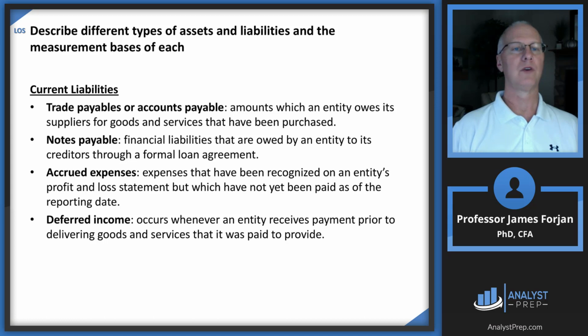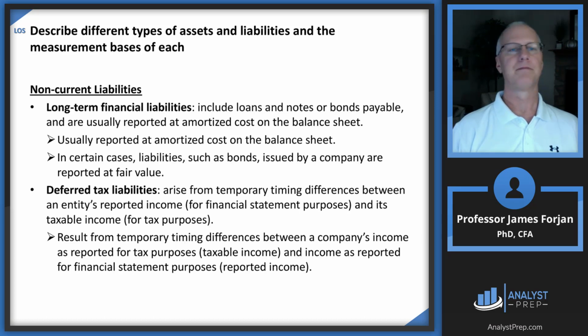Current liabilities: these are trade and accounts payables, which an entity owes its suppliers, usually with maturities that are really short term, probably not more than a year, probably not more than 6 months, maybe even that's an excess time period. Notes payable, these are financial obligations in the short term. Accrued expenses have been recognized on the profit and loss statement, but for some reason or another we haven't paid them. And deferred income.